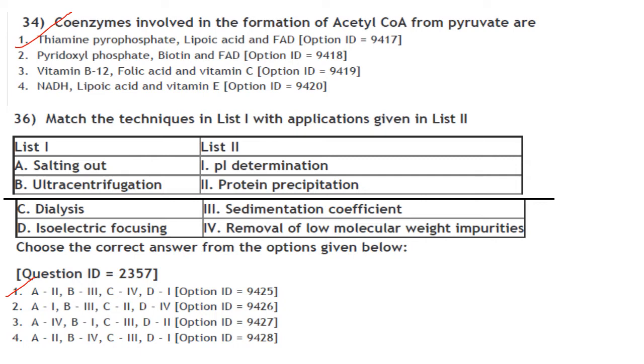Then next one. Match the techniques in list 1 with the appropriate applications given in list 2. Salting out is for protein precipitation. Ultracentrifugation depends on sedimentation coefficient. Then dialysis is for removal of low molecular weight impurities, and isoelectric focusing is for pI determination. So answer is option 1, that is A2, B3, C4 and D1.